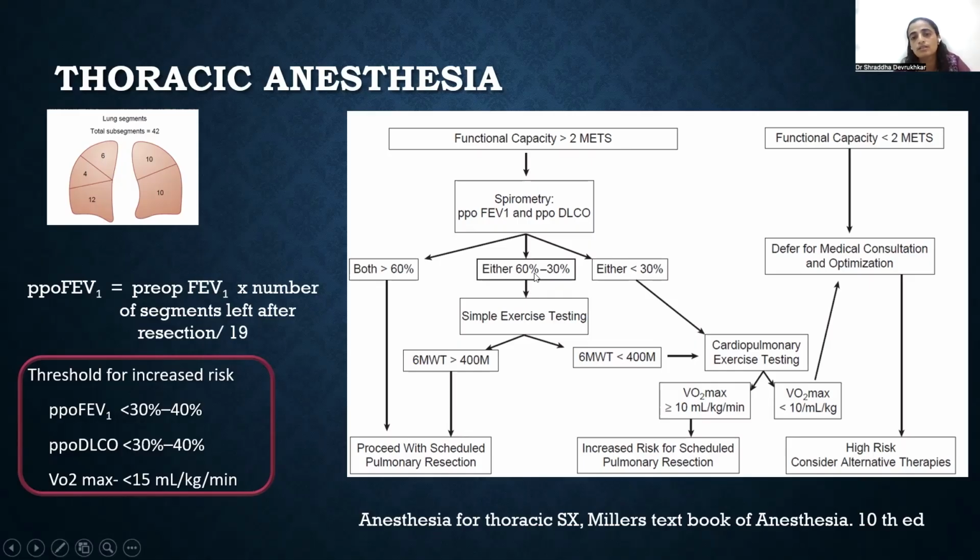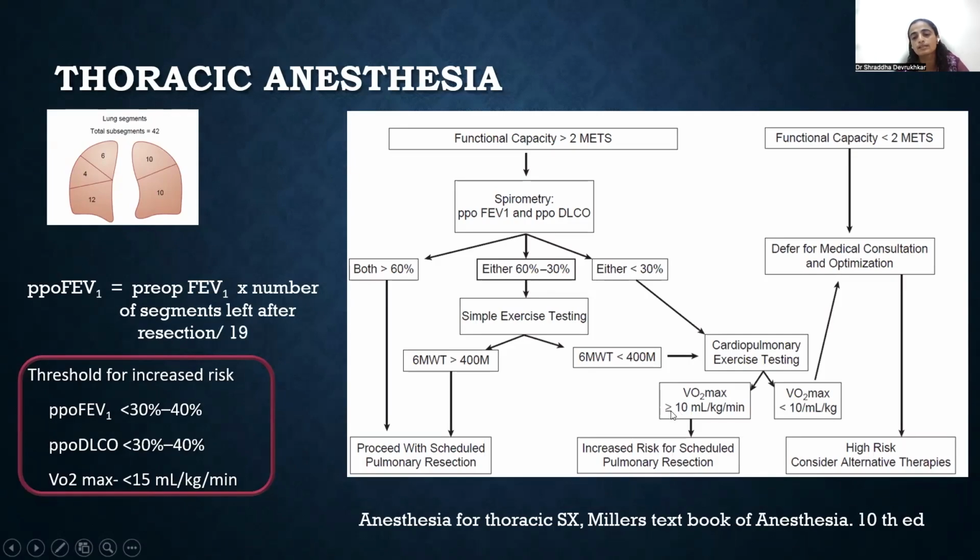If it is either 60% to 30%, do a simple exercise test, like a 6-minute walk test. If he is able to walk 100 meters, you can go for the surgery. If it is less, and any two of these values are less than 30%, then you should do a cardiopulmonary exercise test, and we should know the VO2 max.